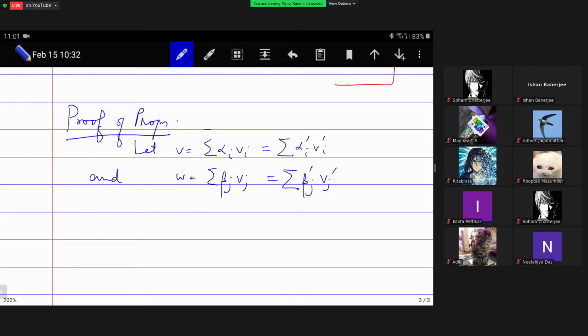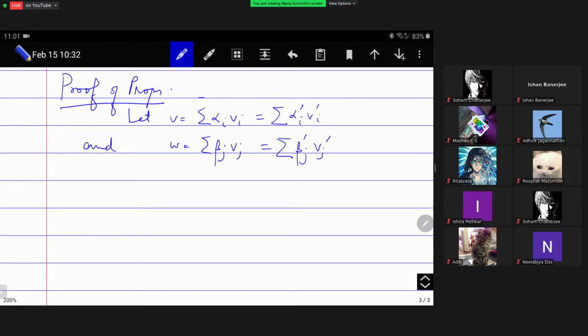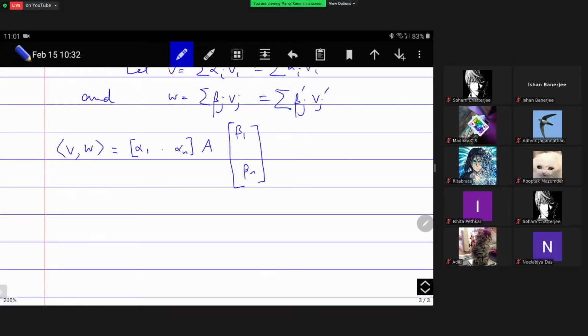But they are both expressed in the two different bases. So there are four expressions. Now, the bilinear product of V and W, with respect to the first basis, would just be the row of alpha 1 through alpha n, times A, times the column of beta 1 through beta n.